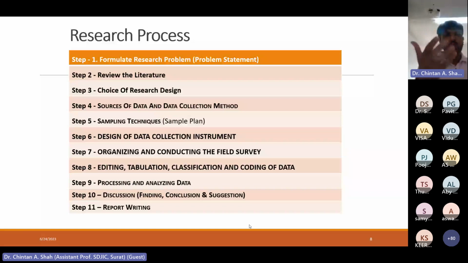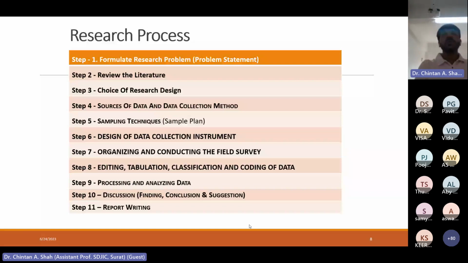Fine. And designing of the data collection instrument, organizing and conducting the field survey, editing, tabulating, classifying and coding of data, processing and analyzing the data with the help of statistical techniques. You can discuss certain points in terms of findings, conclusion, suggestion, or recommendation. And the last point, that is report writing. You have to write the whole report.